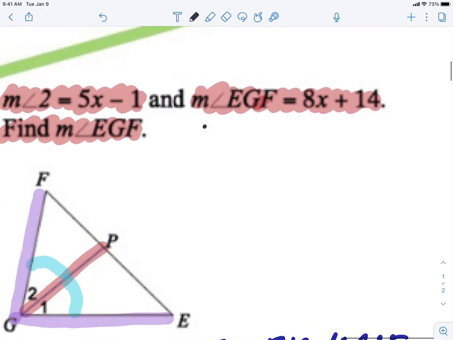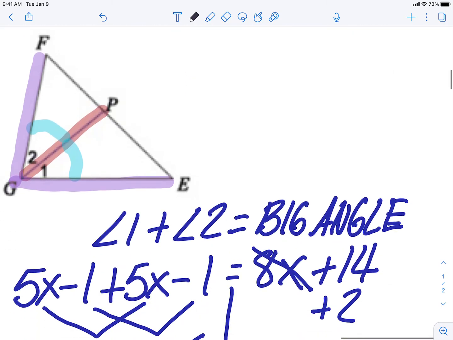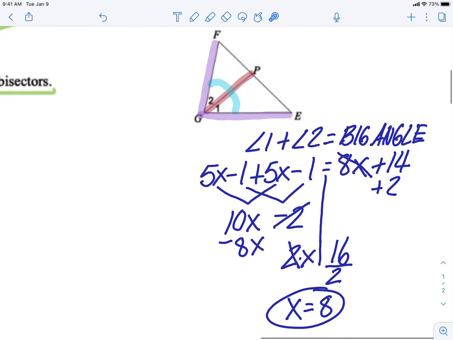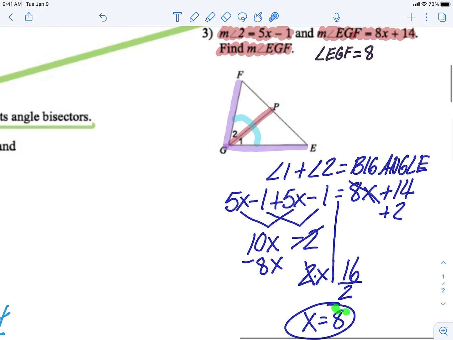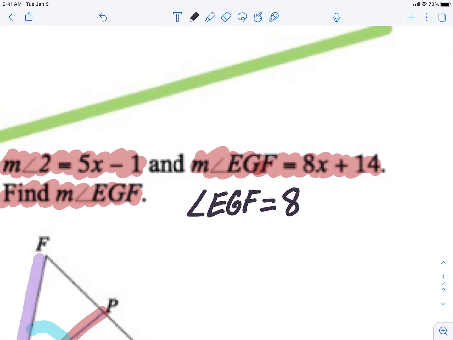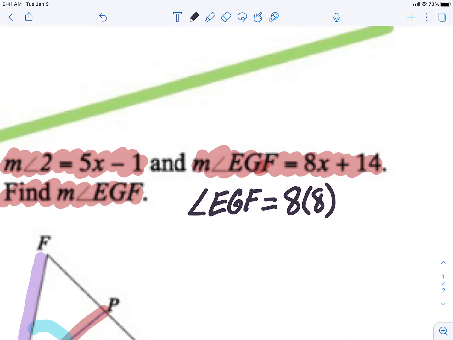So, angle EGF is equal to 8x plus 14. But wait a minute. I know what x is. x is 8. So I can substitute this 8 right here instead of x. So let's do that: 8 times parentheses 8 plus 14.